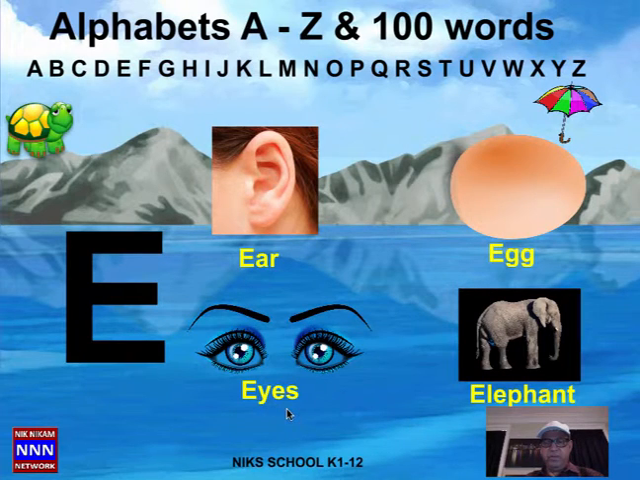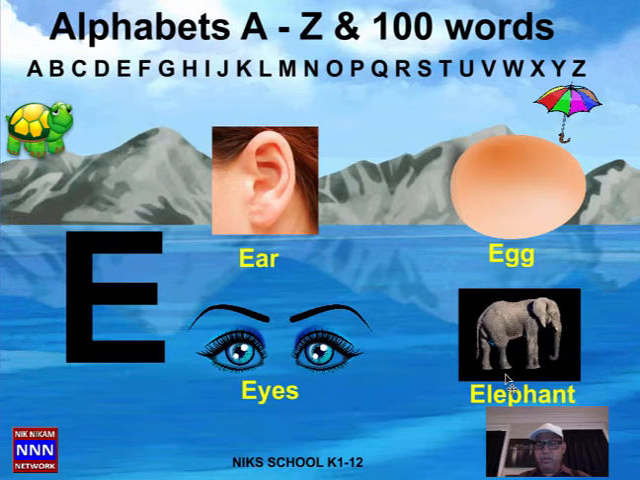Oh, look at this. What is this? These are eyes. These are pretty eyes. Each person has how many eyes? 2 eyes. The left eye and the right eye. So you have the left eye and the right eye. So every person has how many eyes? 2 eyes. Oh, wonderful. The eyes starts with letter E.